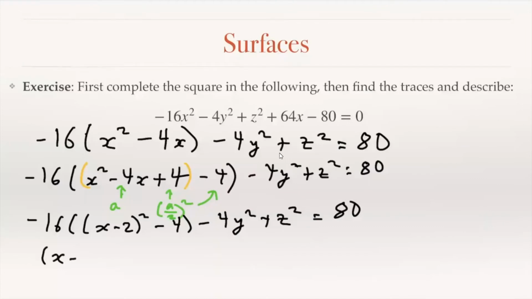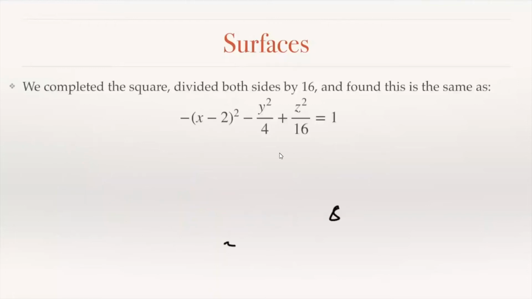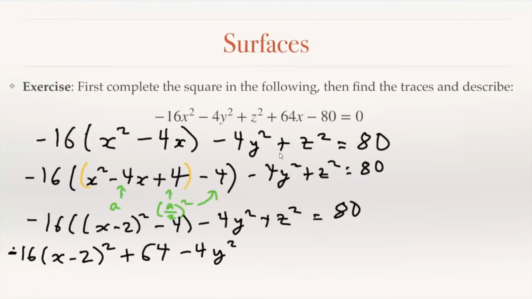So -16(x - 2)² + 64 - 4y² + z² is 80. Okay, almost there. Now let's get this 64 on the other side.